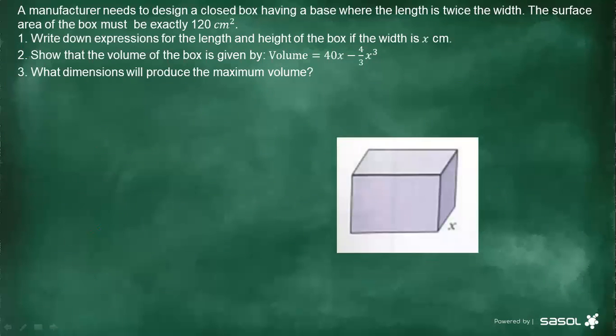All right, we are now having a new scenario. Let's study and see what to get from this one. I think this one we've already determined. You can see this one is actually the same. The length is twice the width. The surface area of the box is 120.